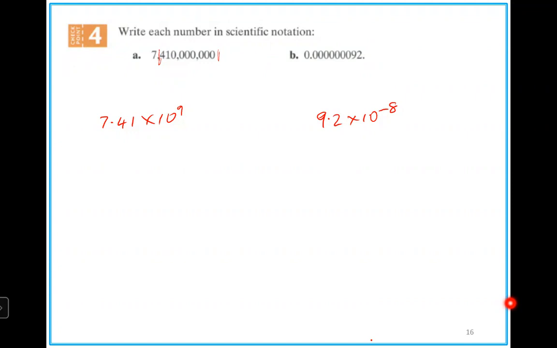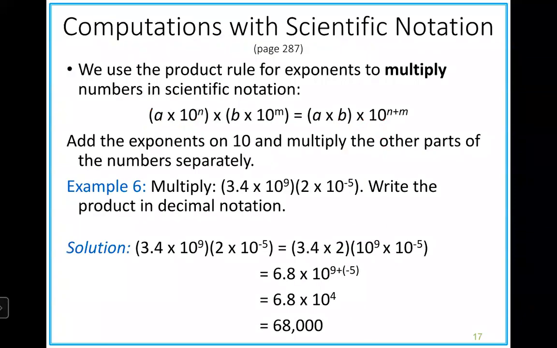Okay, so we are now able to change from regular decimal notation into scientific notation. So the next thing we'll do now is to do calculations using scientific notation.